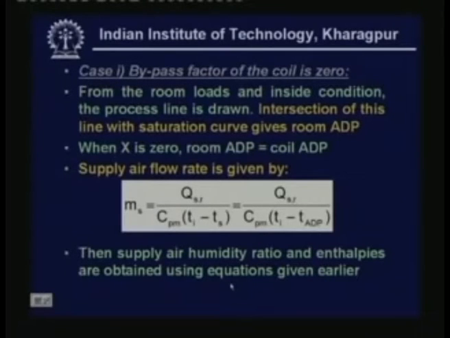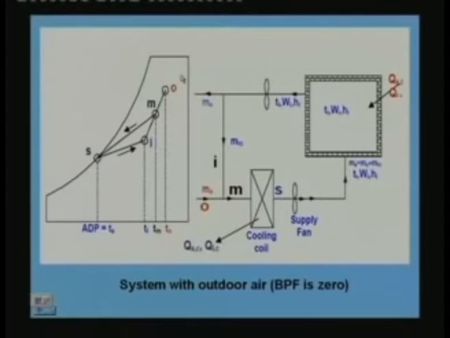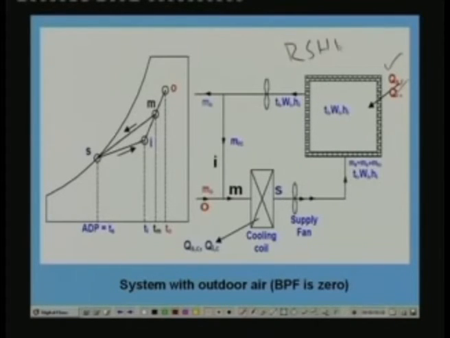So again, from the room loads and inside condition, the process line is drawn. Since we are assuming that we know these sensible and latent heat loads, we can find out the RSHF. Once you find the RSHF, you can draw this RSHF line, because we know the point I. So you know the slope of this line and you know this point, so you can draw this line. Where this line intersects the saturation curve, that is your coil ADP, and for zero bypass factor, that is also the supply air temperature. So that means we also know this temperature from this point.